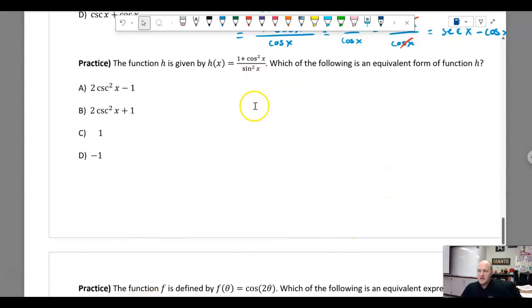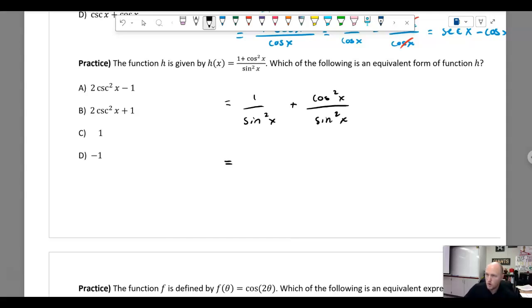Okay, hopefully we went ahead and did this one. Since it's already in a form where we have a monomial denominator, I'm going to split this. So we have 1 over sine squared of x plus cosine squared of x over sine squared of x. And 1 over sine squared of x, that is cosecant squared of x. Cosine over sine is cotangent, so we have cotangent squared of x. And looking at this, I feel like we're getting close, but my options don't have a cotangent in them.